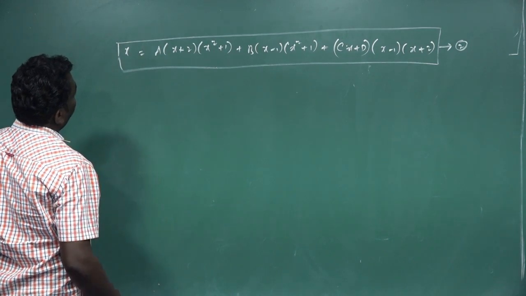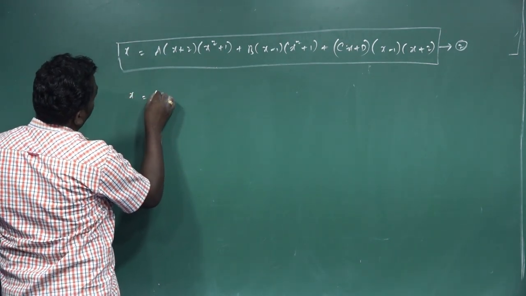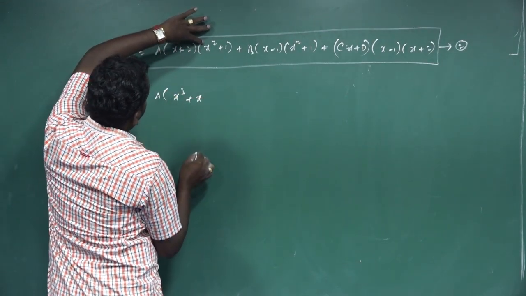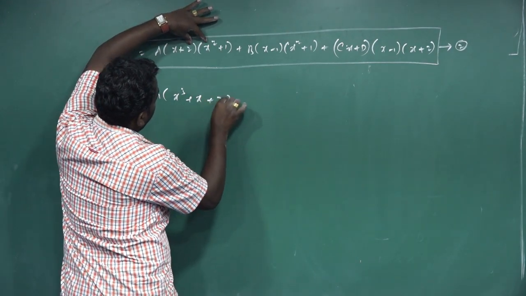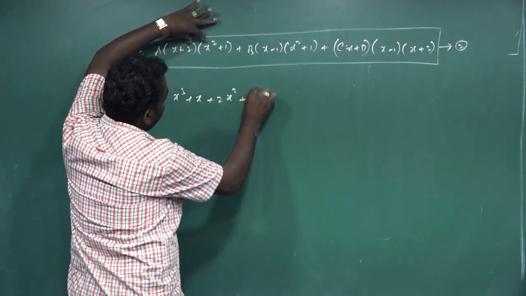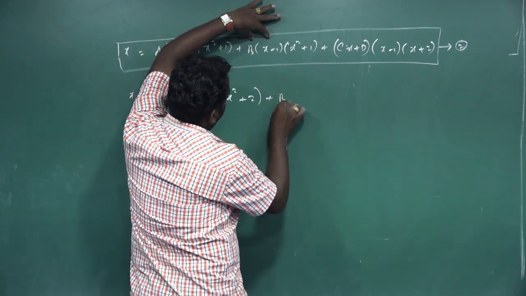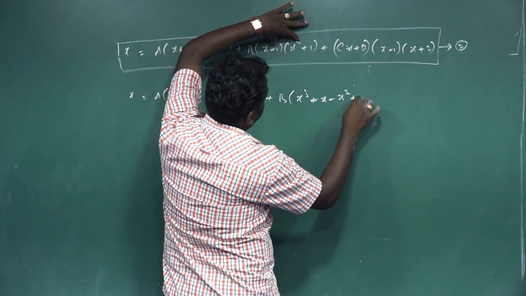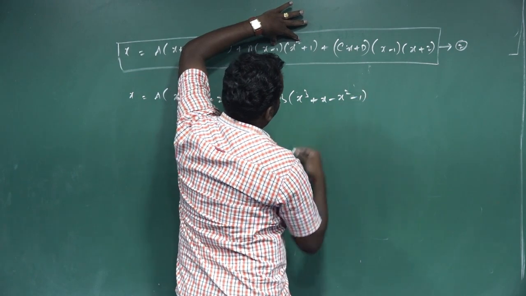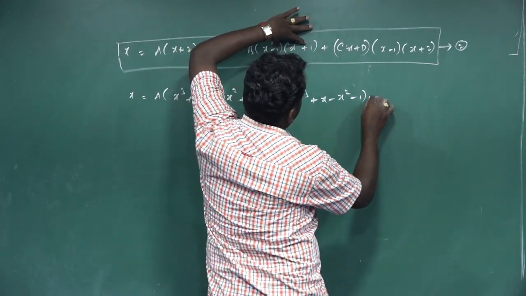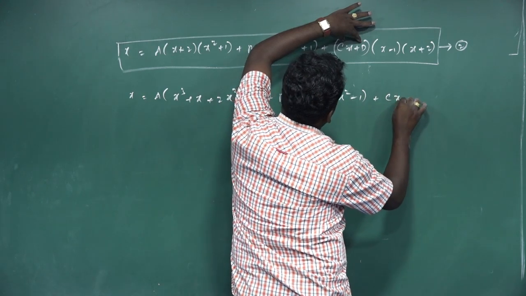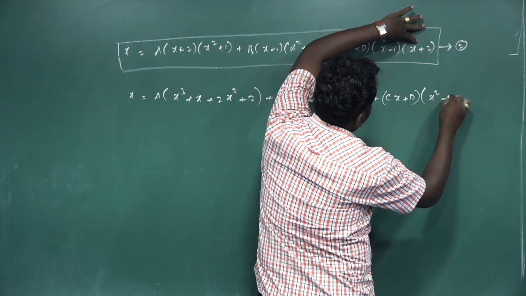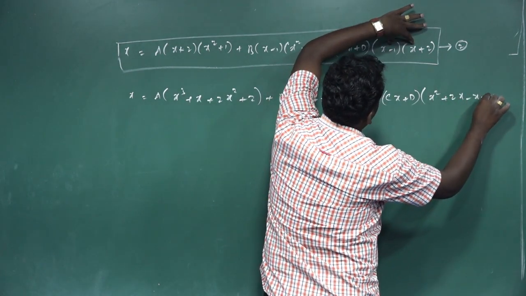Again, we have to simplify. x is equal to: multiply these two brackets, x power 3 plus x; then multiply these two terms, plus 2x square plus 2. Then multiply these two brackets, b into x power 3 plus x minus x square minus 1. Then plus cx plus d into the multiplied term, x square plus 2x minus x minus 2.